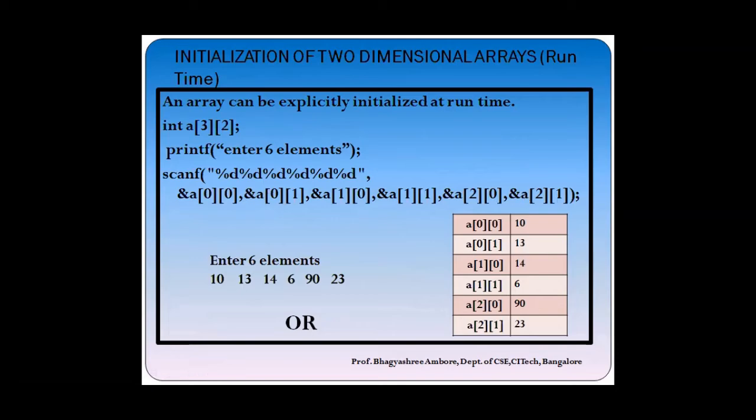Now the problem is, if there are only 6 elements, I can use this method. What if the row size is 30 and the column size is 2? How many elements do I have to read? 30 into 2 is 60. In total, I have to read 60 elements. It becomes very tedious to write 60 percentages and 60 position addresses. It is very difficult to specify each location address. So it becomes very tedious.